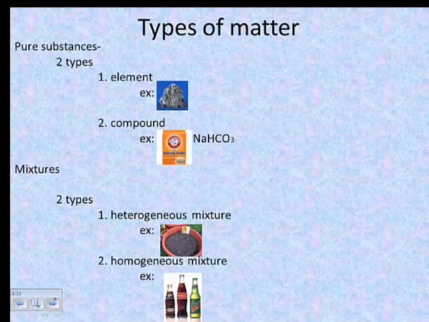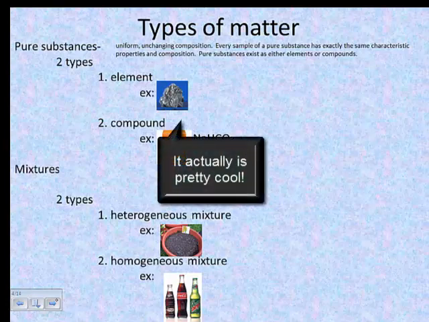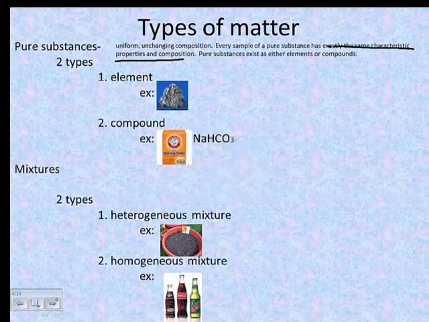Let's go back and classify these a little bit more in depth. So pure substances have uniform, unchanging composition. A cool thing about pure substances is that they have exactly the same characteristic properties and composition in every sample of it. You can take a gallon of your pure substance versus just a little grain of your pure substance, and they're going to have the same characteristics and properties.